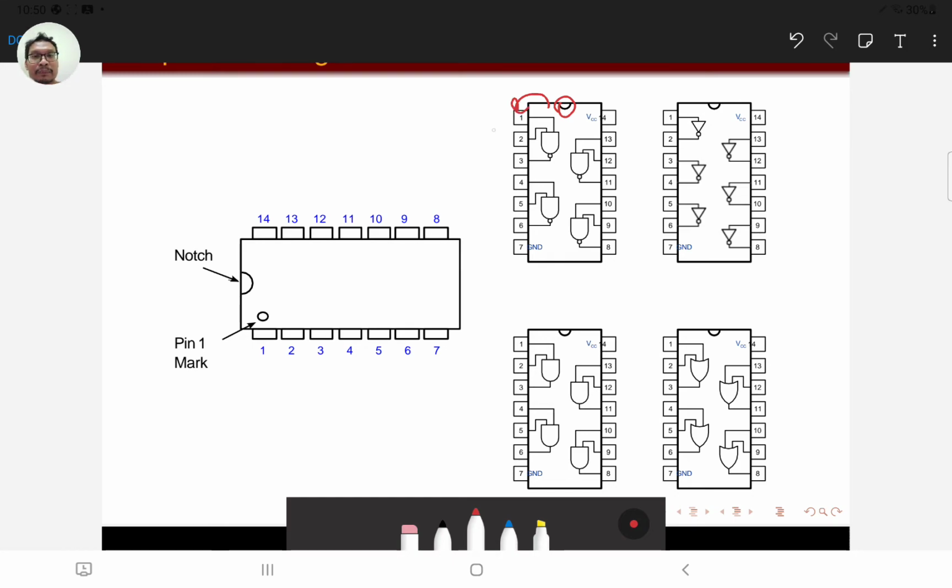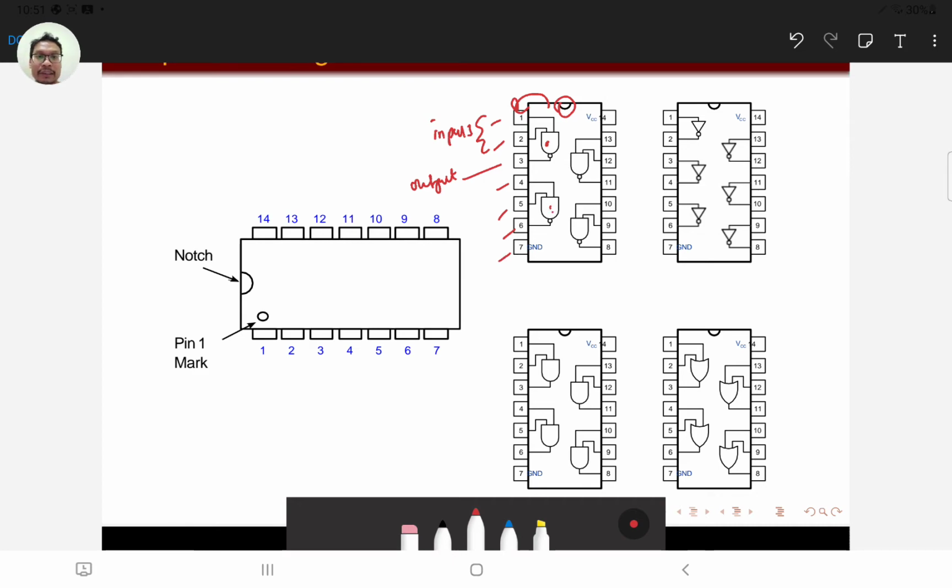Pin number 1 and number 2 here are both inputs. Number 3 here is the output of this particular NAND gate. Okay, here is a NAND gate. So 4 and 5 are also the inputs of this NAND gate, and 6 is the output of the NAND gate.